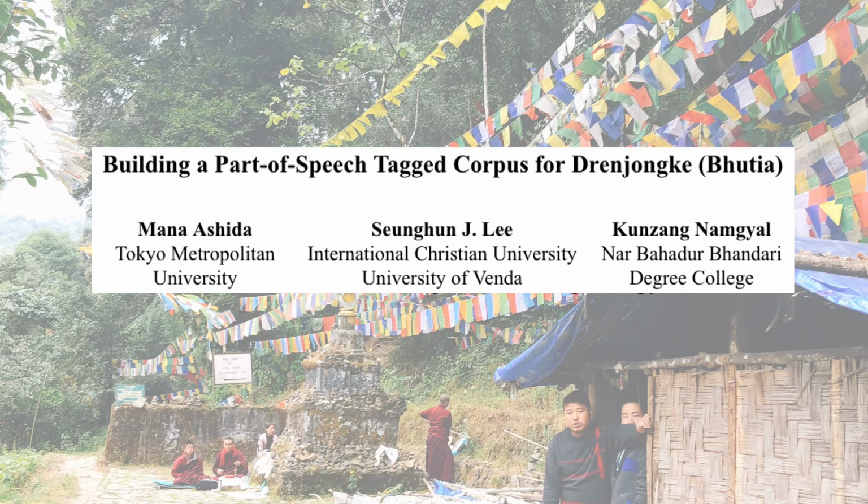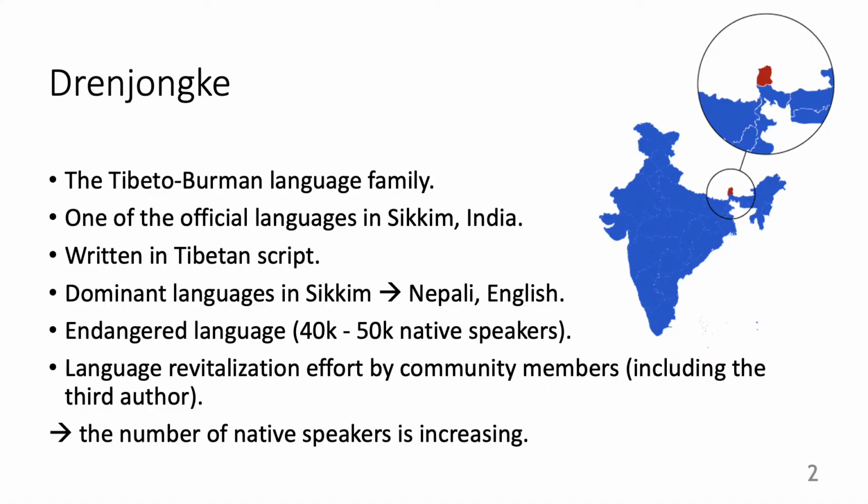Today I'll be talking about the process of building a part-of-speech tagged corpus for Drenjongke, also known as Bhutia. Let me introduce Drenjongke a little bit. Drenjongke belongs to the Tibeto-Burman language family and is one of the official languages in Sikkim, India, which is shown in red in the map. And Drenjongke is mostly written in the Tibetan script.